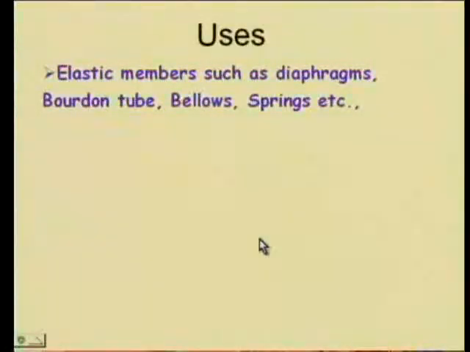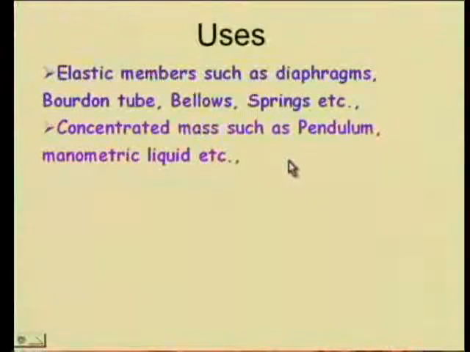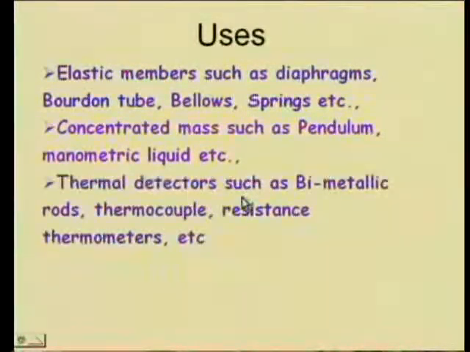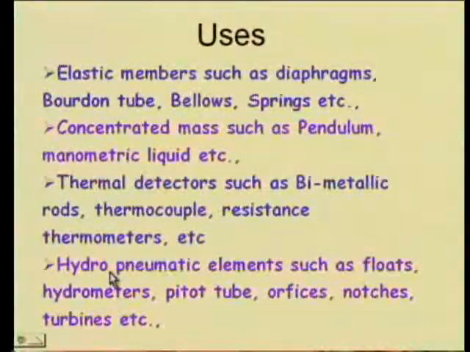What are the uses of the transducers? The elastic members such as diaphragms, Bourdon tube, bellows, springs, etc. can be used for the measurement of different parameters. Now concentrated mass such as pendulum, manometric liquid, etc. can be used for the measurement of pressures. Thermal detectors such as bimetallic rods, thermocouple, resistance thermometers, etc. are also called transducers. Hydropneumatic elements such as floats, hydrometers, pitot tube, orifices, notches, turbines, etc. All these come under the category of transducers.